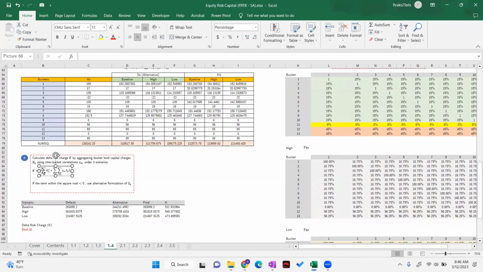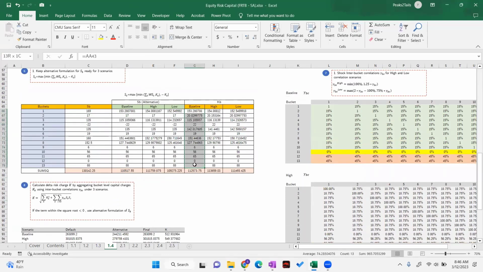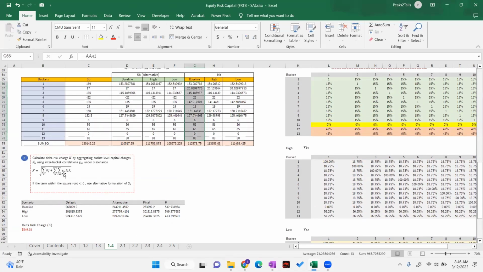For the final capital charge, we need to use this formula, which is very simple. Sum of KB square. For each scenario, we need to calculate this for high, for low, for baseline. We have KB. Sum of KB square you can calculate across the buckets, right? We're doing across the buckets now. Sum of KB square plus, it'll be a pairwise thing, 2 times gamma BC times SB times SC.